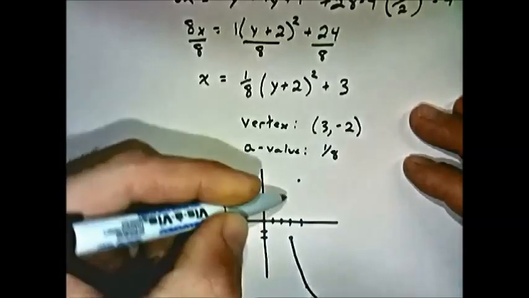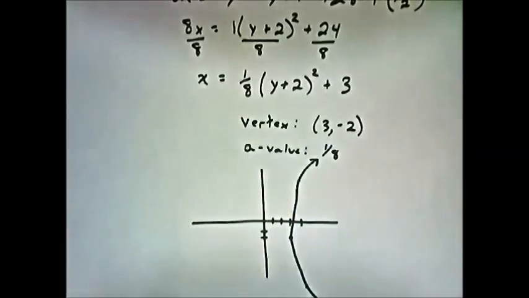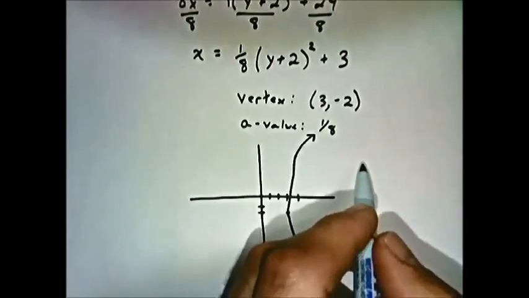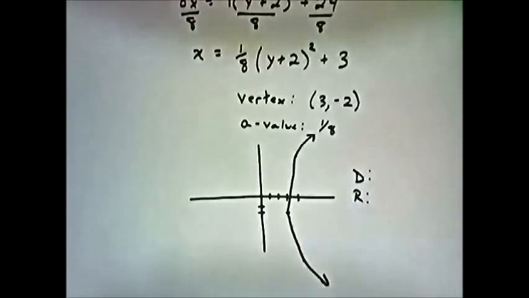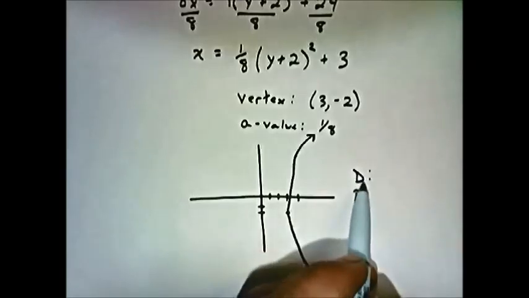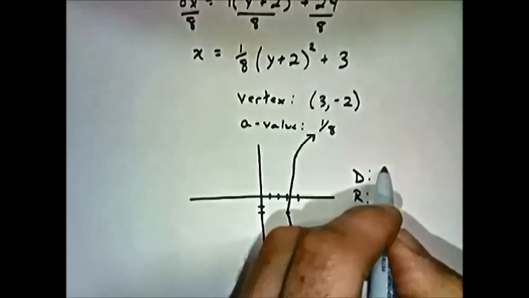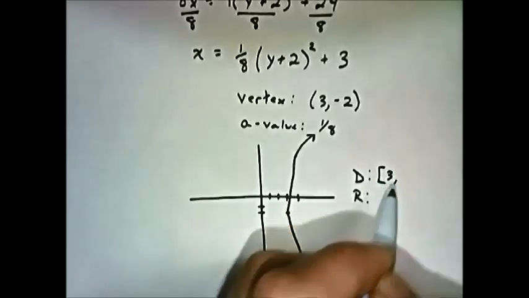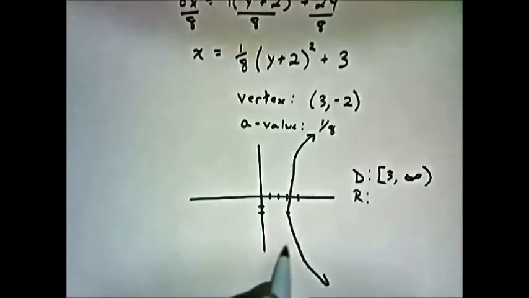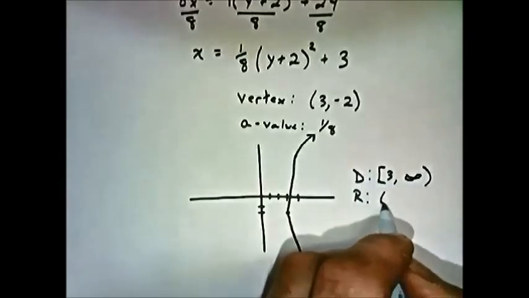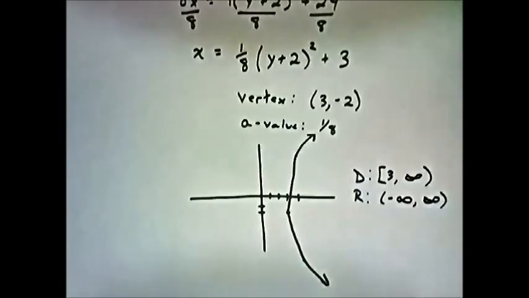Graphing it, notice we have a rather large and open parabola. For our domain and for our range, our domain, we're going to start at 3. So we say it's from 3 to infinity. In our range, we can have all of the numbers. So we have -infinity to infinity.